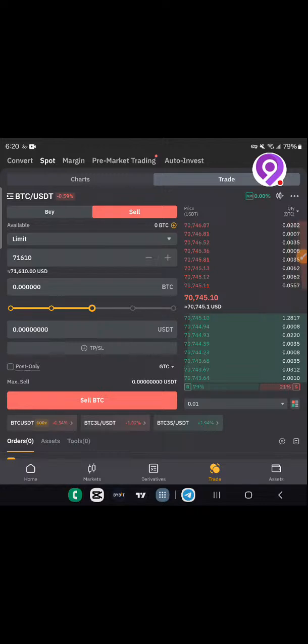The order will be pending until BTC gets to that price. Then the sell order will trigger. If BTC doesn't get to that price, the sell order will not trigger. Okay, so that's the way it is.